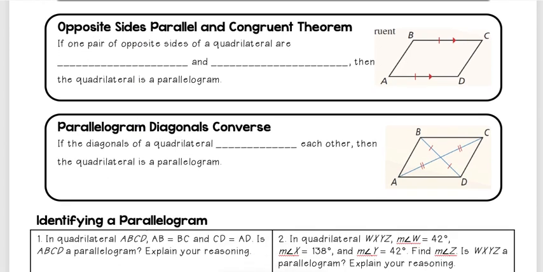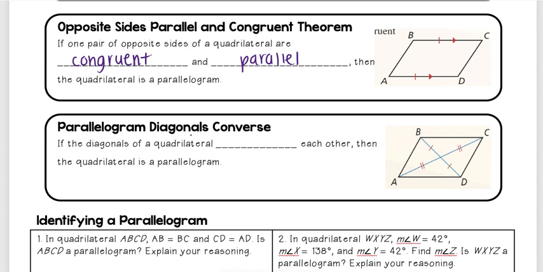The third one is called the opposite sides parallel and congruent theorem, and that says if one pair of opposite sides of a quadrilateral are congruent and parallel, then the quadrilateral is a parallelogram. So if I'm given that one pair of opposite sides, so like here BC and AD, I see they're congruent and they're also parallel, I can then say this is a parallelogram.